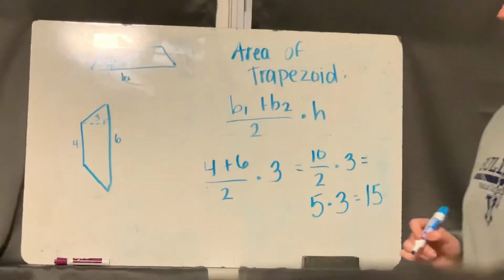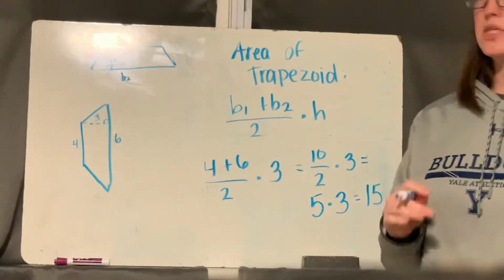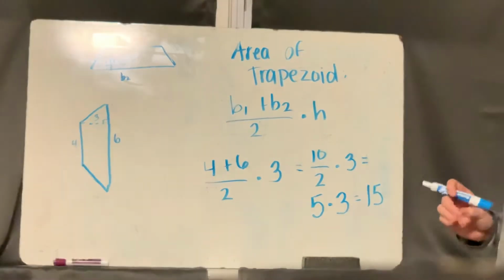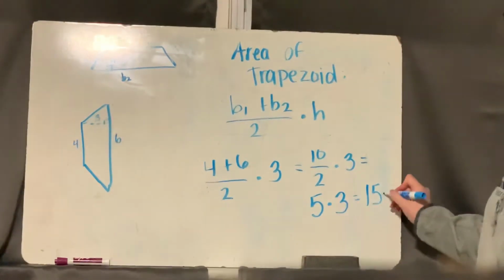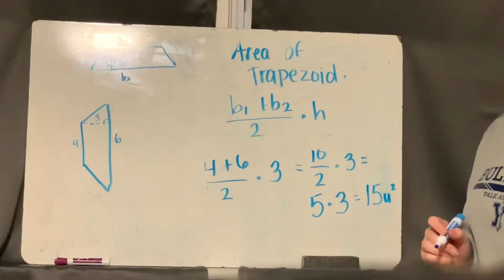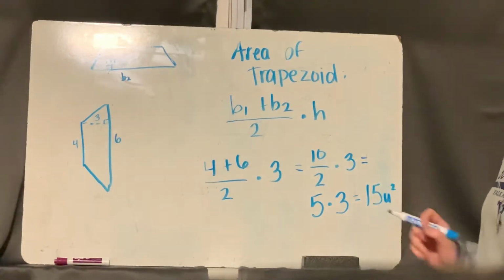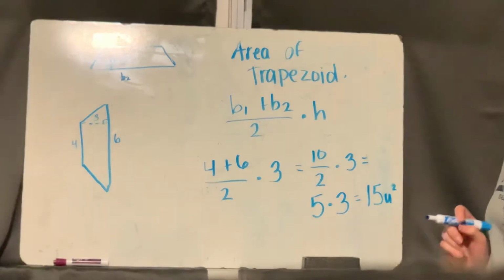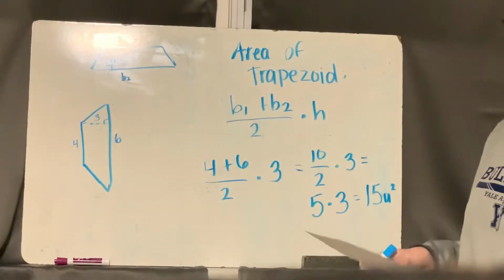I don't know my units here. They didn't give me inches. They didn't give me centimeters. They didn't give me anything. So I'm just going to say 15 units squared. Sometimes you can simplify units with just using the letter U. So I'm doing 15 units squared. That's the area of this trapezoid.